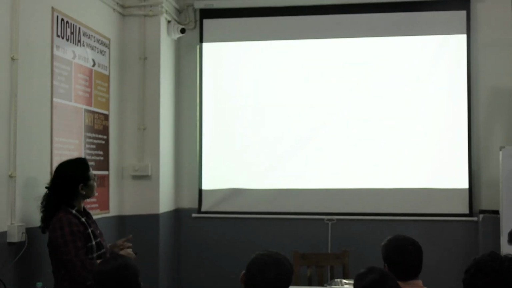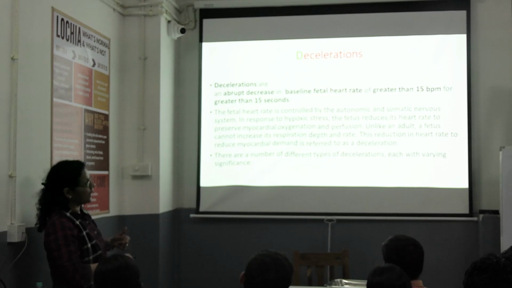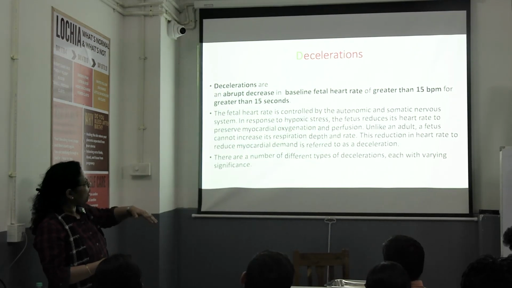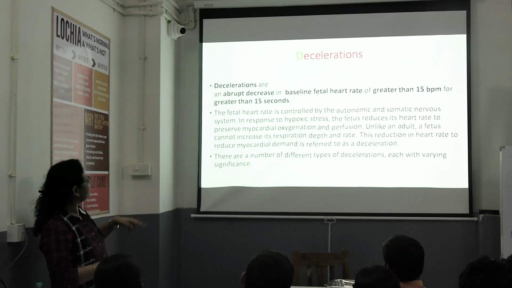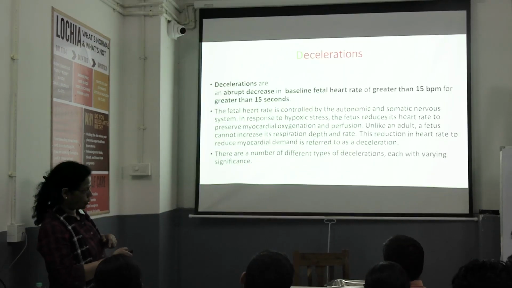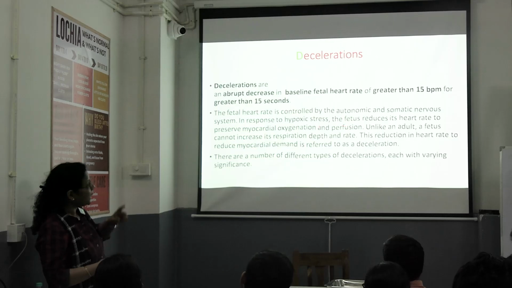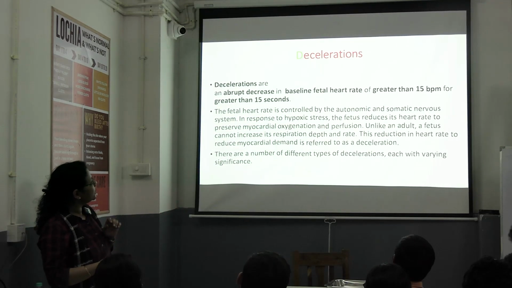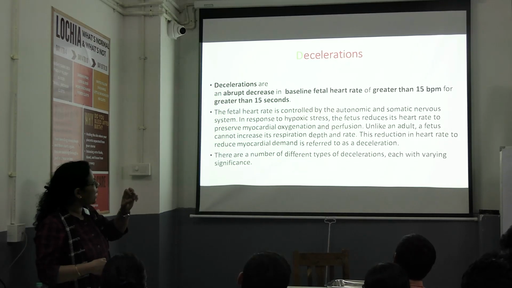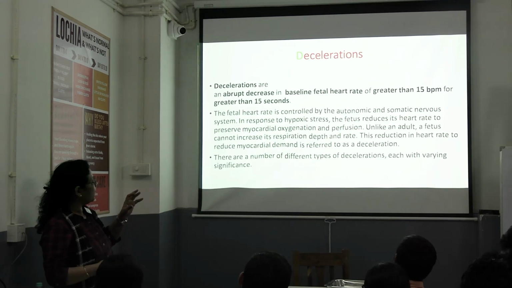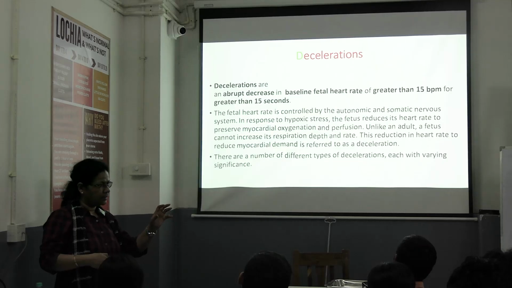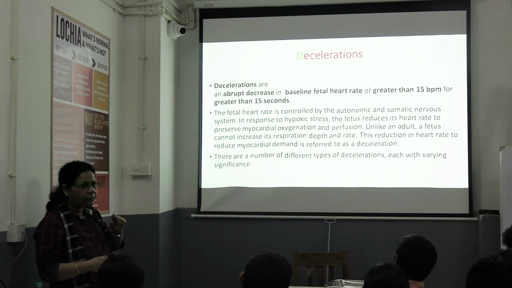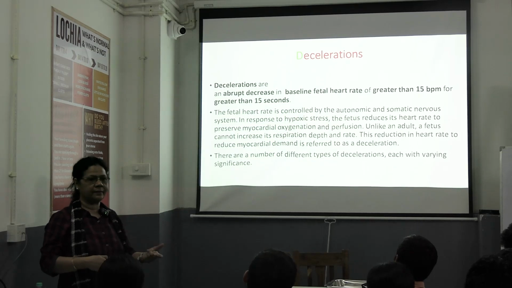Deceleration may be early, late and variable. It is an abrupt decrease in the fetal heart rate of greater than 15 beats per minute for greater than 15 seconds. It is controlled by the autonomic nervous and somatic nervous system in response to hypoxia that we have been talking about, and the fetus reduces its heart rate to preserve myocardial oxygenation and perfusion. Whenever there is a hypoxic stress, you try to conserve energy. That is how the heart rate also goes down. The system is trying to combat the situation.